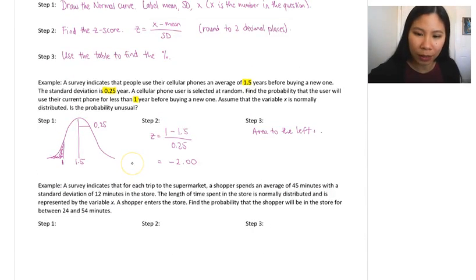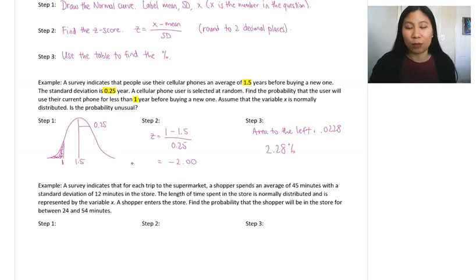Okay, so that means my area to the left is the 0.0228. So as a percentage, and again, I don't care whether your final answer is in a percent or a decimal, either's fine. But if you like percentages better, this is a 2.28% probability. All right, so that's the probability that the user will use their current phone for less than 1 year before buying a new one. Then it asks, is the probability unusual?